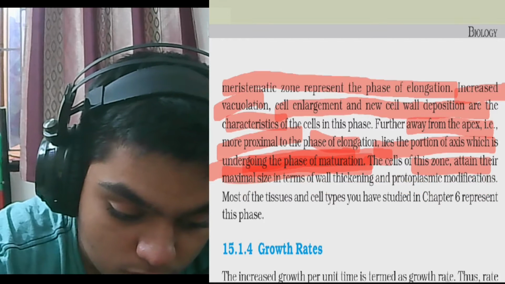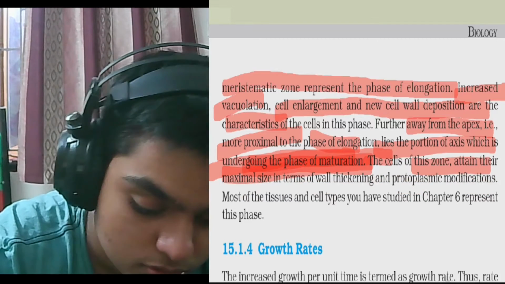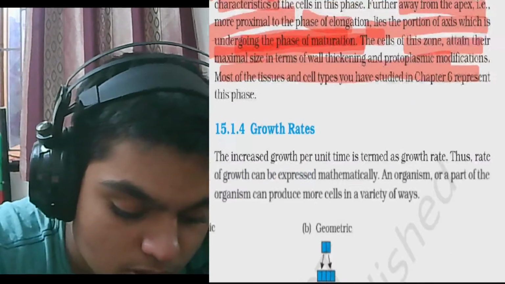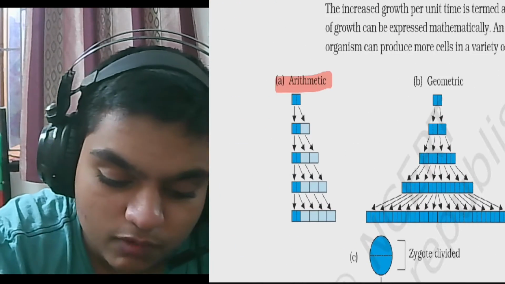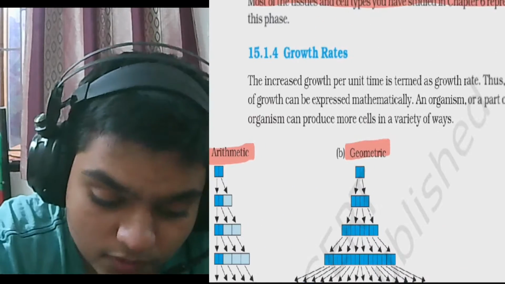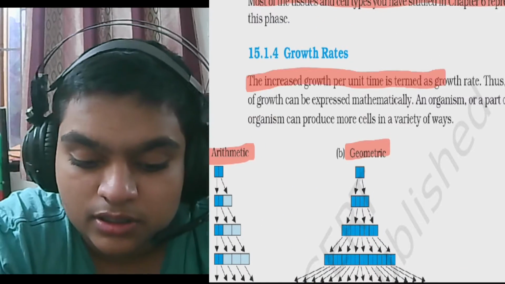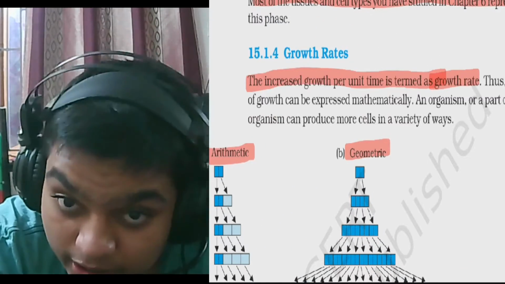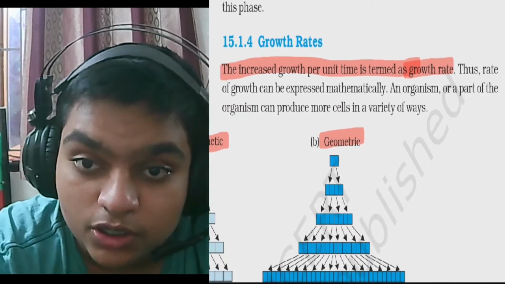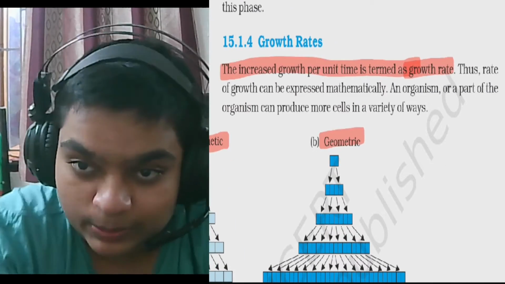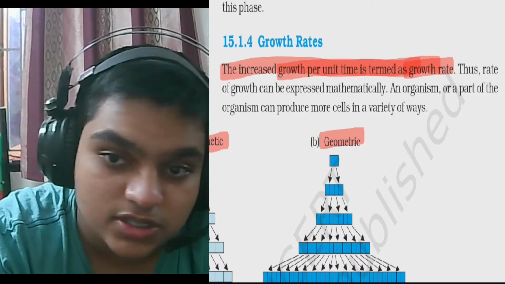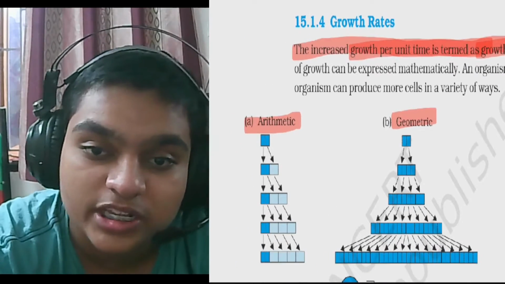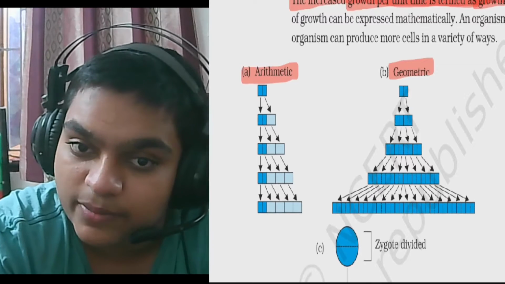So now let's move on to growth rates. Growth rates are very simple. We have two growth rates. First of all, what is growth? Increased growth per unit time. Remember, growth per unit time is termed as growth rate. We have two types: one is arithmetic growth rate, the second one is geometric growth.